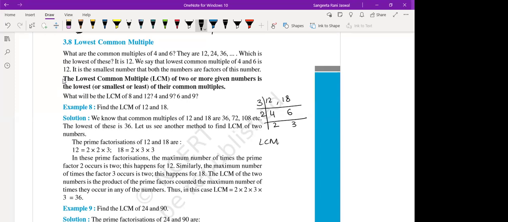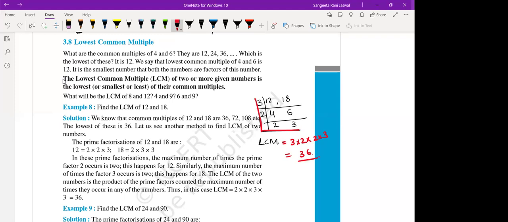So LCM is L first. L means these numbers. Look here, this L shape, like this. Remember this. What do you have to do here? Multiply these numbers, 3 into 2, the common factors, and then multiply the numbers which don't have any common factor, that is 2 and 3. So when you multiply all these numbers, 3 into 3, 6, and 6 into 6, 36. Right? Got it?